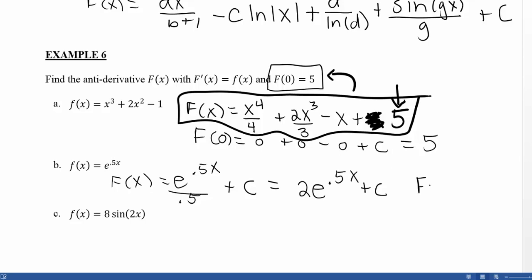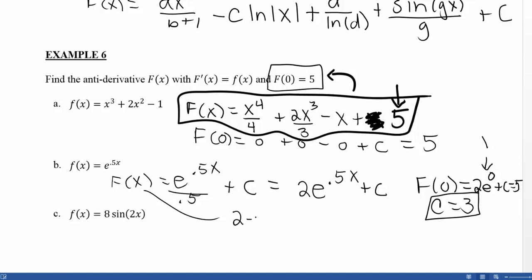So that makes it a little bit easier to work with. Now, I also know that f of 0 equals 5. So if I plug in a 0 here, I get 2e to the 0 plus c equals 5. E to the 0 is going to equal 1. Anything to the 0 power will be 1. So 2 times 1 is 2. So if we have 2 plus c equals 5, that tells me in this case, my c has to be equal to 3. So my final answer here is going to be 2e to the 0.5x plus 3.